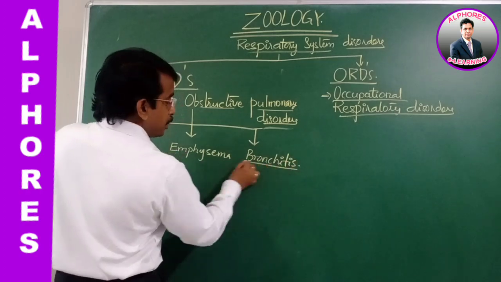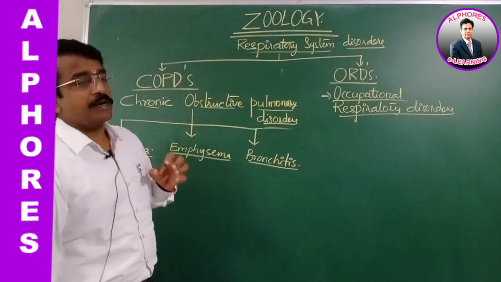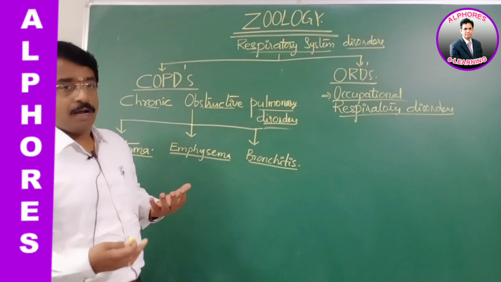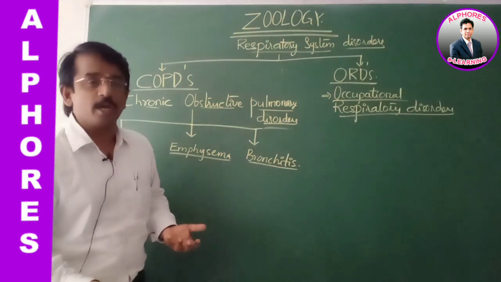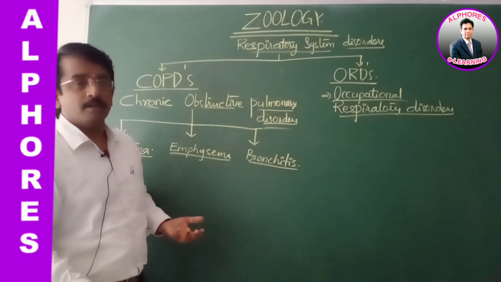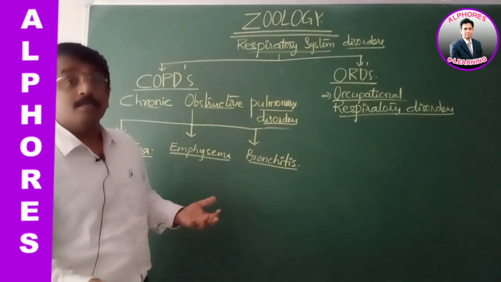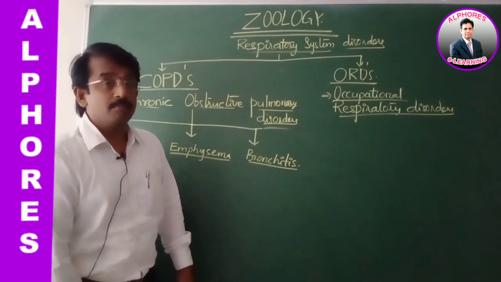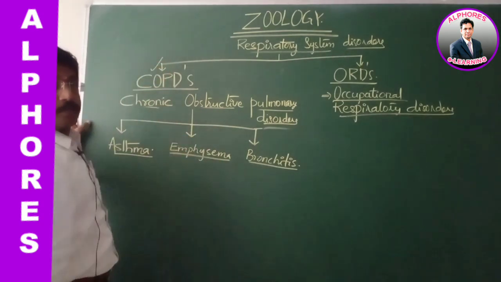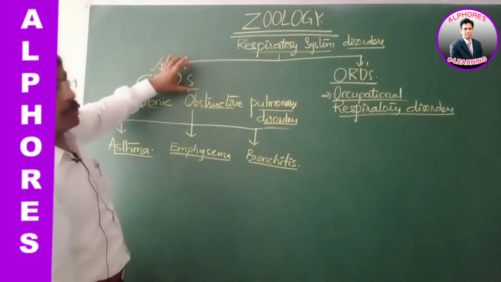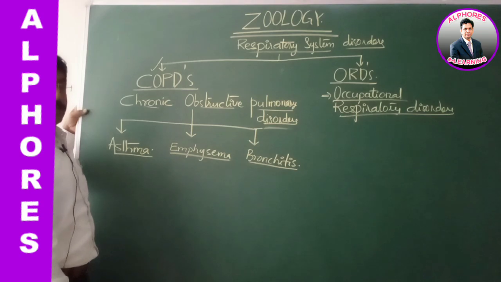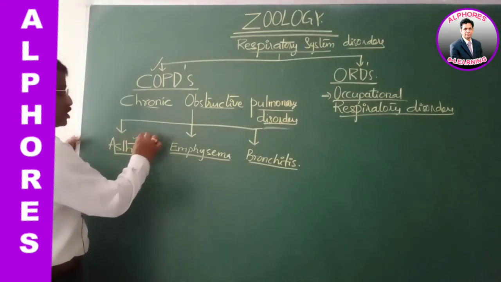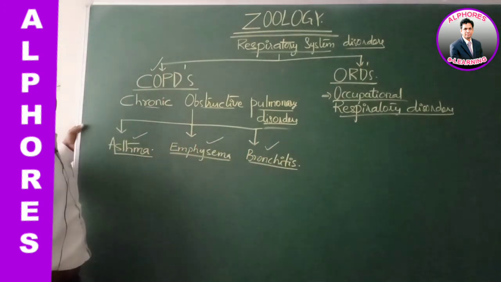Besides that, there are many other respiratory disorders that come under the other category, which generally take place. For example, pneumonia, diphtheria, tuberculosis, SARS. These are also other diseases and disorders related to the respiratory system. But the category that we'll see right now is chronic obstructive pulmonary disorders, which are long-term disorders that one is prone to for a long period. That includes asthma, emphysema, bronchitis.